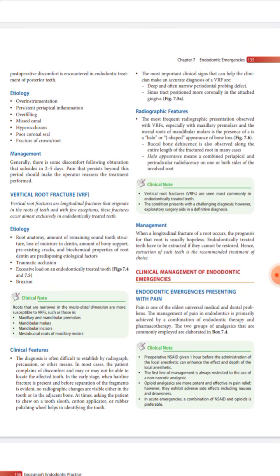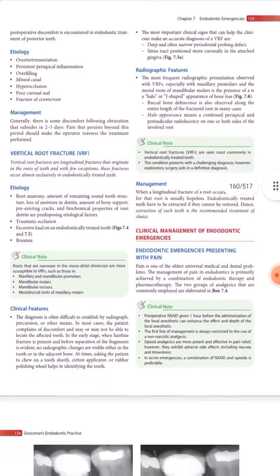Post-operative discomfort is encountered in endodontic treatment of posterior teeth. Etiology: over instrumentation, persistent periapical inflammation, over filling, missed canal, hyperocclusion, poor coronal seal, fracture of crown and root. Management: generally there is some discomfort following obturation that subsides in 2 to 5 days. Pain that persists beyond this period should make the operator reassess the treatment performed.